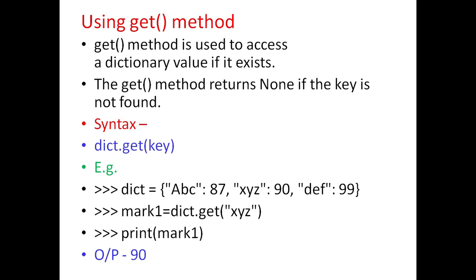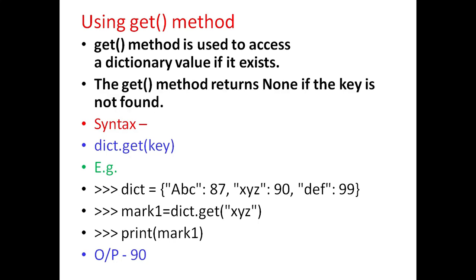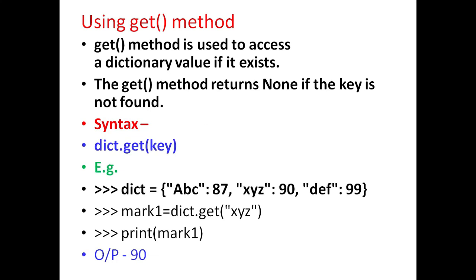Next is using the get method. The get method is used to access a dictionary value if it exists. The get method returns None if the key is not found. The general syntax is dict.get(key). For example, if a dictionary is defined with keys and values, and when we use mark1 equal to dict.get('XYZ'), which is a key, and when we print mark1, it will give the output 90, where 90 is a value associated with the key XYZ.